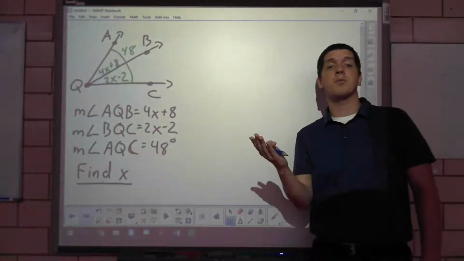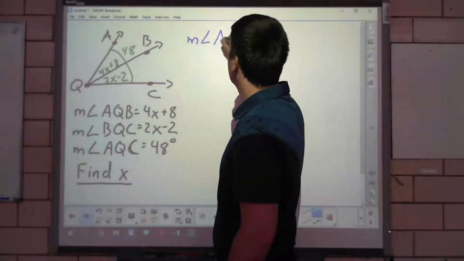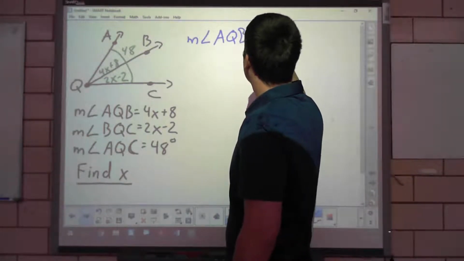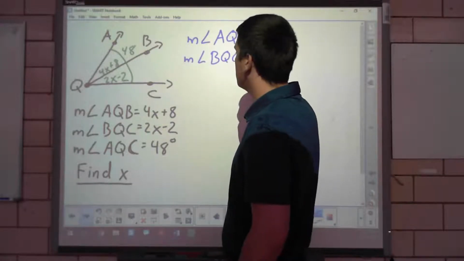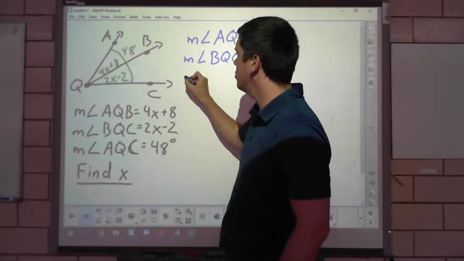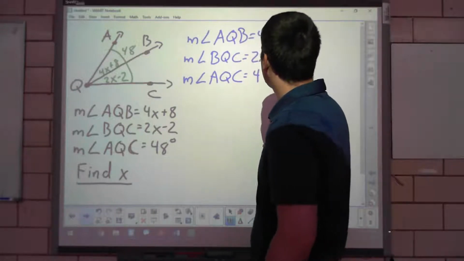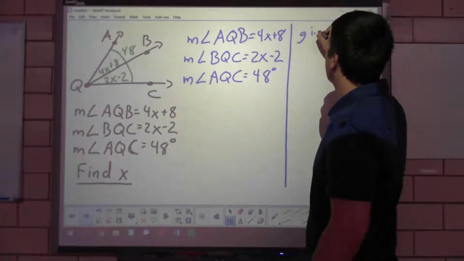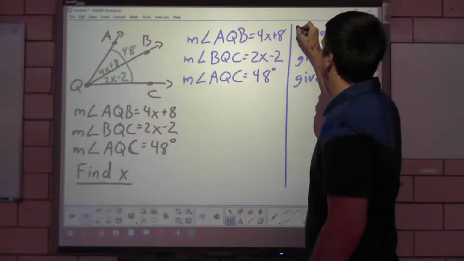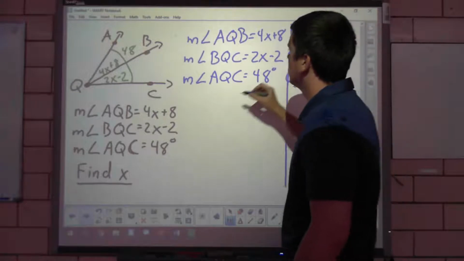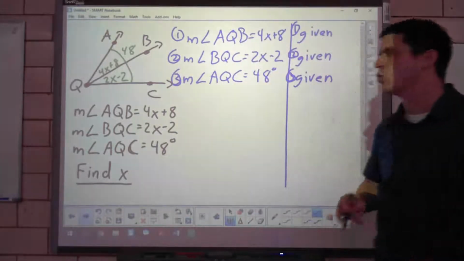Now, anytime we're doing any type of reasoning, always start off with those givens. There were 3 of them, so we want to write them. The measure of angle AQB equals 4x plus 8. The measure of angle BQC equals 2x minus 2. The measure of angle AQC equals 48 degrees. And again, for all those, we can just write given, given, and given. And I'm going to write those 1, 2, and 3 there, just because we might start running out of a little bit of room here as we're writing.